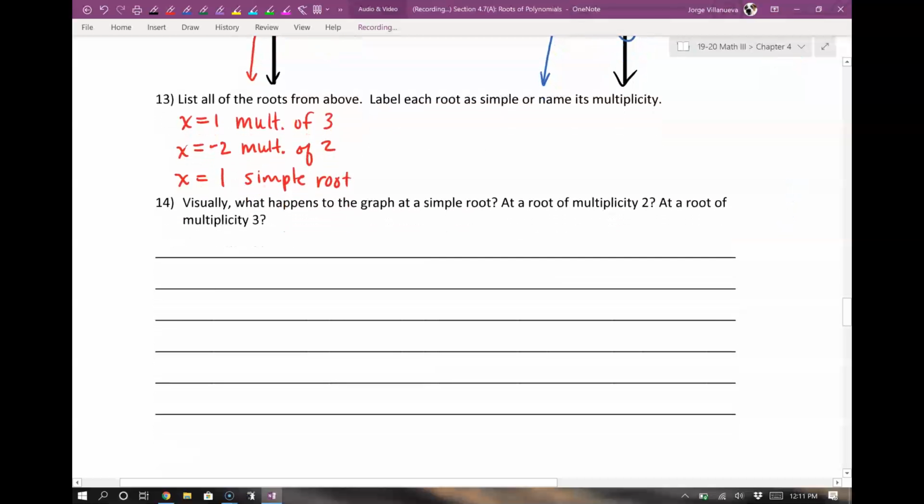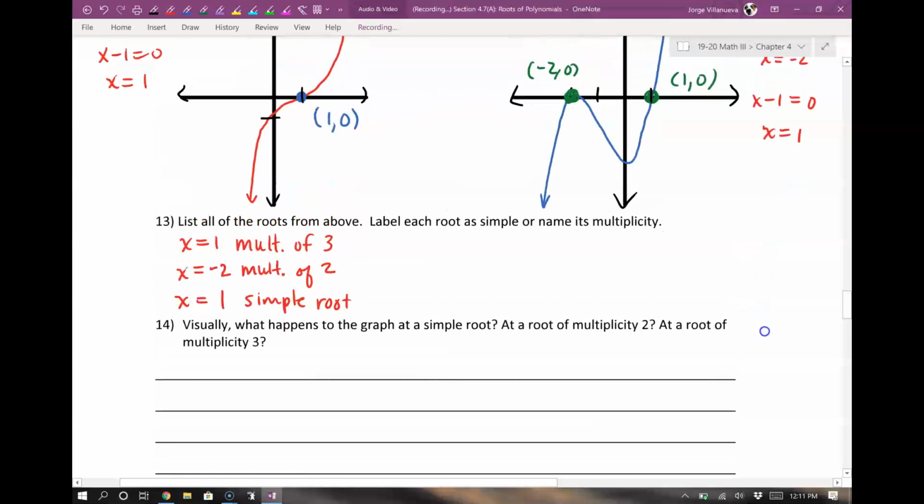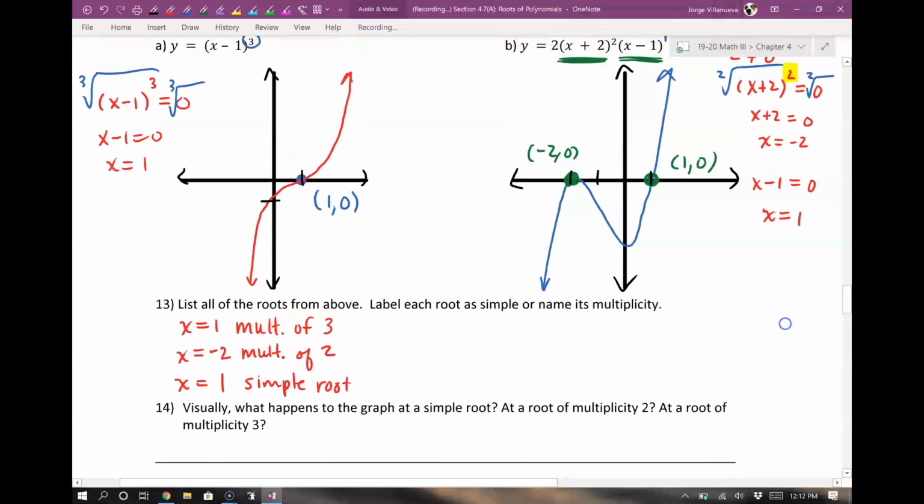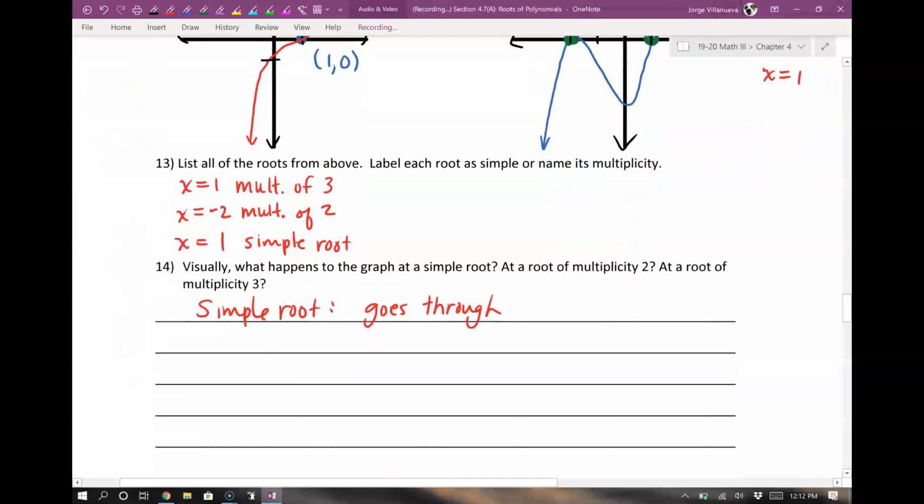So they said, okay, 14. Look at the graph that we had up here. They say visually, what happens at a simple root? So at x equal to 1, did the graph bounce off or did it go through? It just went through. So simple root, it goes through.